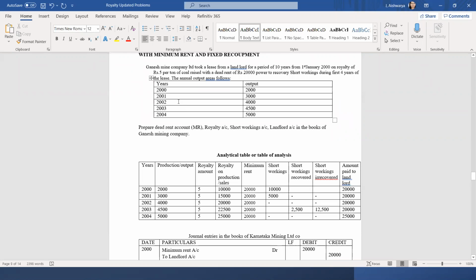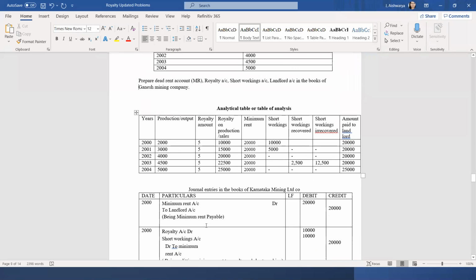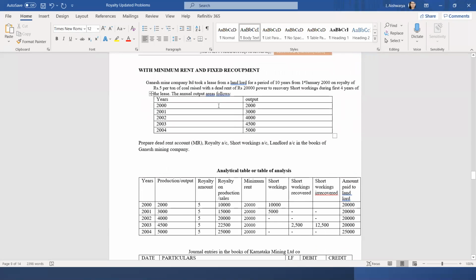So when they have told you directly to prepare the minimum rent account, it's very difficult to do the ledger account without knowing the journal. So what I suggest is, whenever they have told you like this to prepare accounts directly, you just take a pencil and write the journal entries in an additional sheet or working sheet. Then you just prepare the ledger account. That's totally fine.